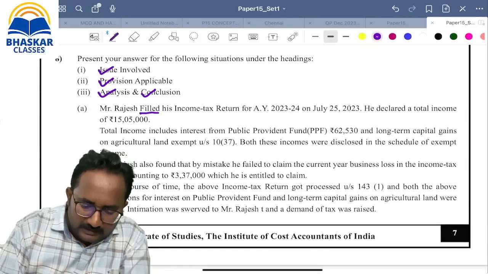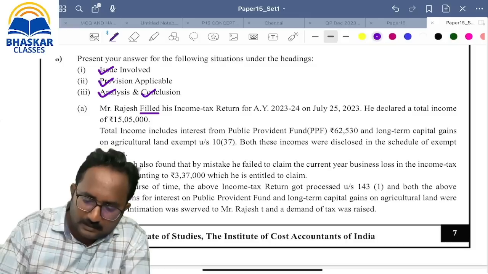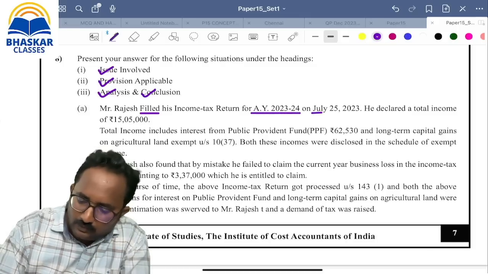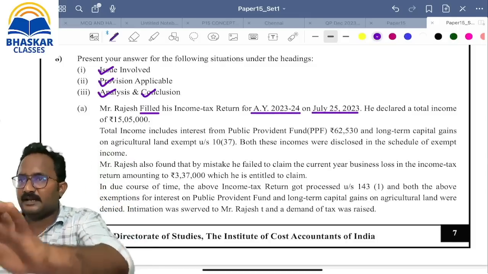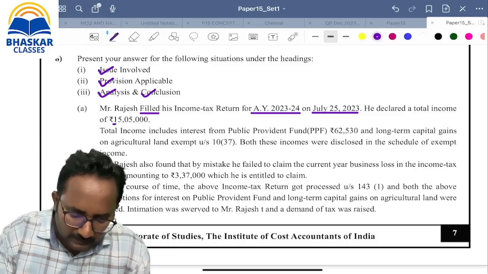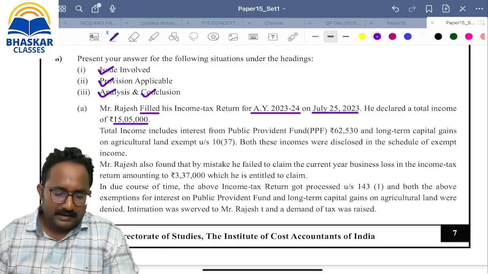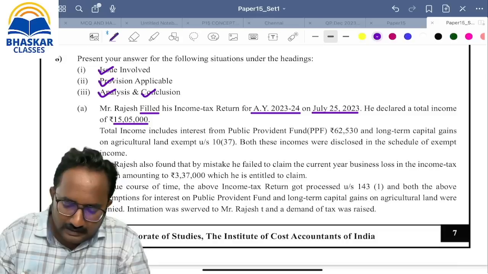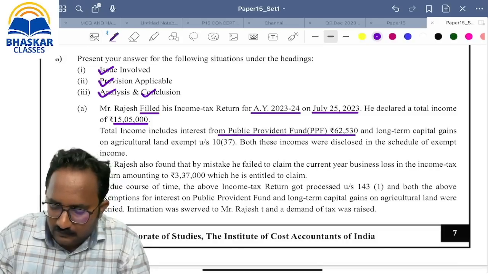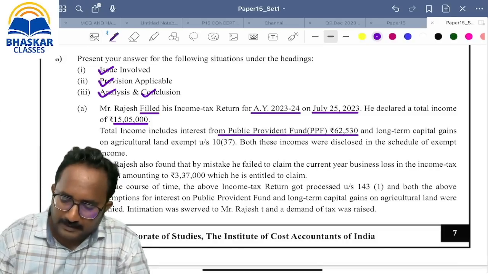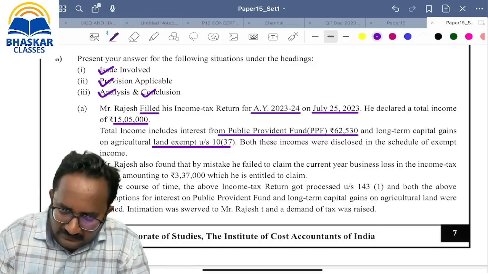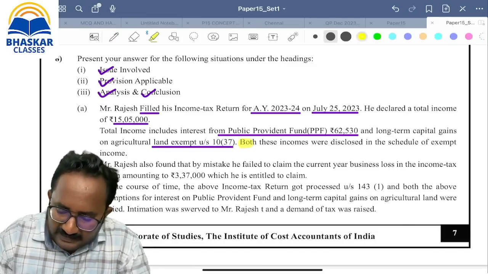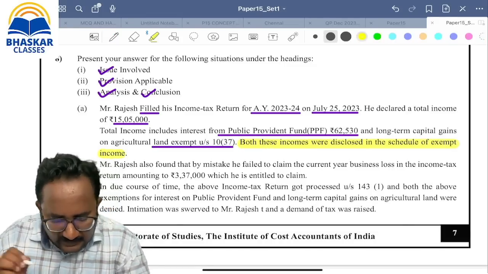Rajesh filed the return of income for assessment year 23-24 on July 25, 2023. Can you tell me whether that is within the time or after the time? Within the time. He declared the total income 15 lakh 5,000. Next, the total income includes interest from the public provident fund 62 lakh 530 and long-term capital gain on agriculture land, which is exempt under section 10(37). Both these items were disclosed in the schedule of exempted income.